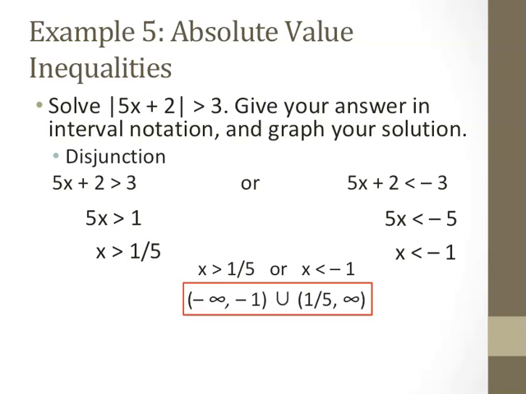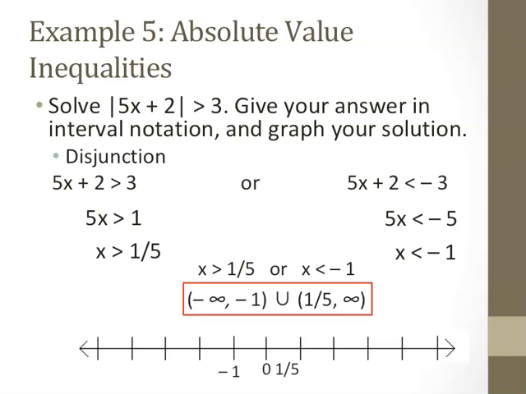Now on the number line, we are going to go ahead and find 1/5 and -1. And we know that x cannot actually equal -1 or 1/5, so we are going to have open circles. Now for -1, we know x is less than -1, so we can fill in everything to the left of it. For 1/5, we know x has to be greater than 1/5, so we can fill in everything to the right of it. And now you can see very clearly there are two separate sections of solutions to this inequality.